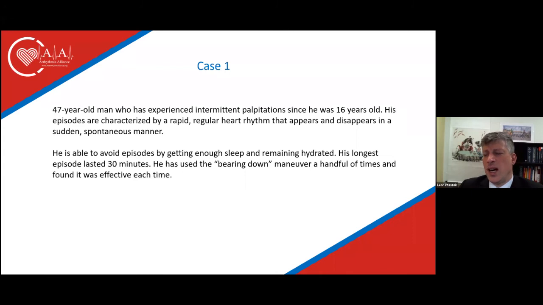And in order to highlight how we can go about this decision-making process, which is always individualized to the patient, I'd like to go through a few different case presentations with you. I'll start with the description of a 47-year-old man who's experienced intermittent palpitations since he was 16 years old. And he tells us that his episodes are characterized by a sudden onset of a rapid, regular heart rhythm that appears and disappears spontaneously and suddenly.